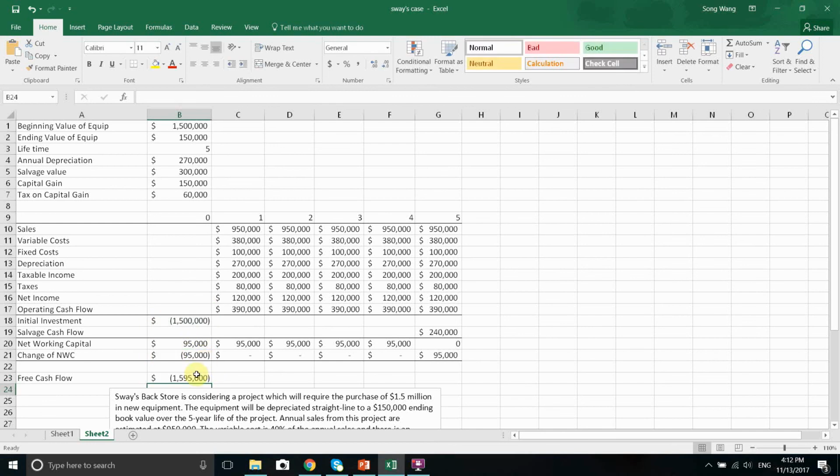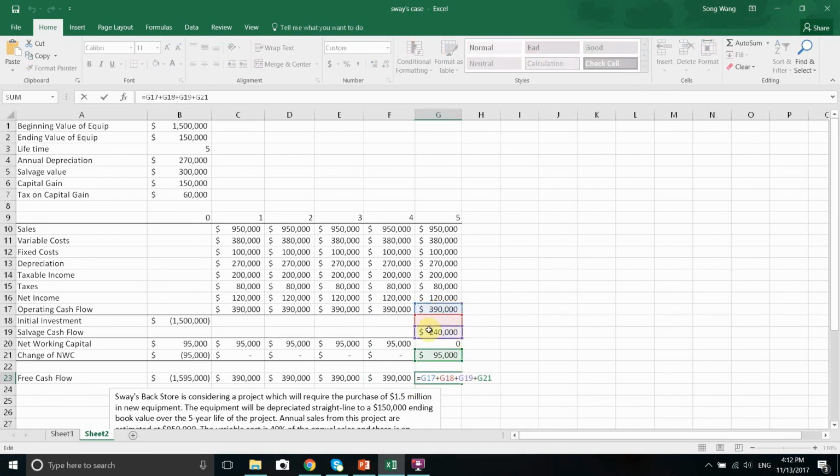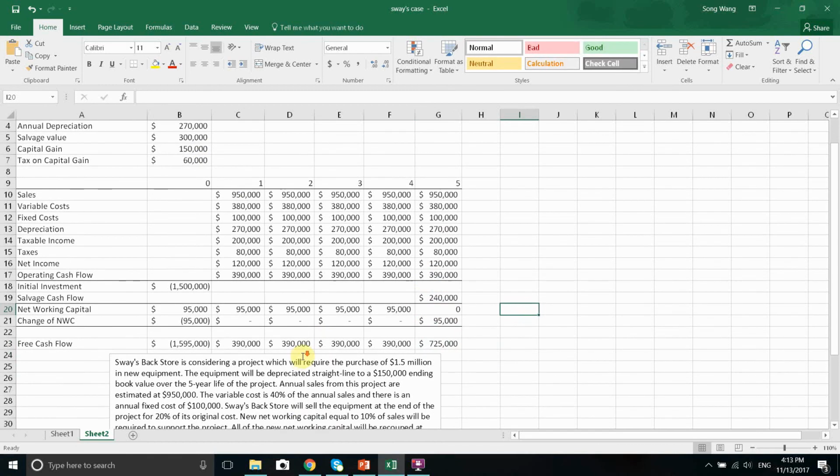So that's it. And then for the next 4 years, you just receive operating cash flow. Although your free cash flow is made of 4 components, only operating cash flow contributes to the free cash flow. And then at year 5, okay, you will receive not only operating cash flow, but also salvage cash flow. This salvage cash flow of $240,000 comes from the salvage value of the machine, which is $300,000, less the tax you pay, which is $60,000. Okay, so that's your free cash flow.